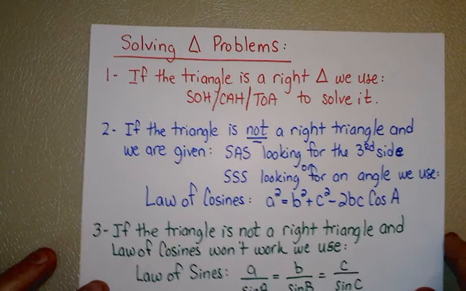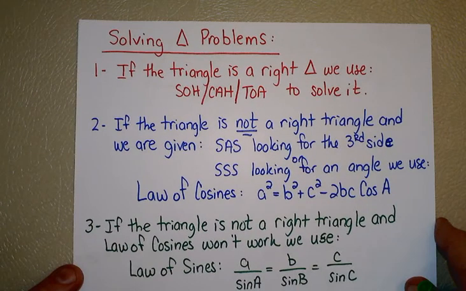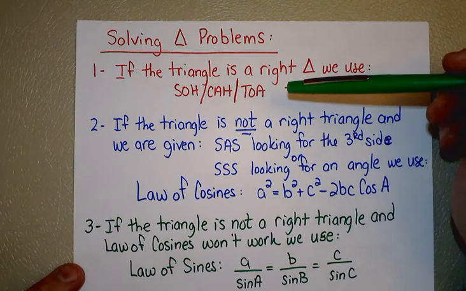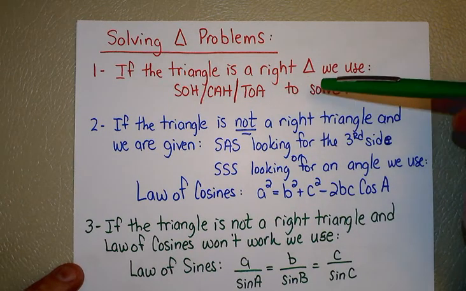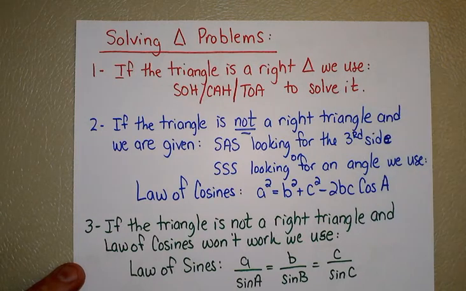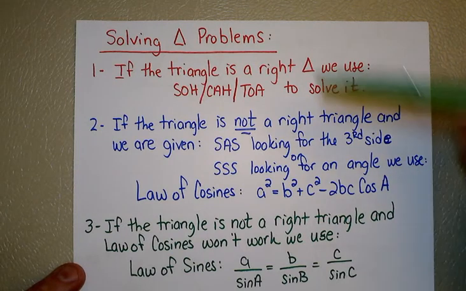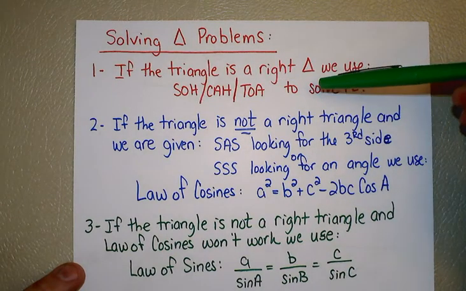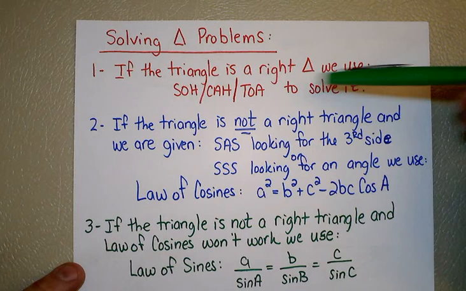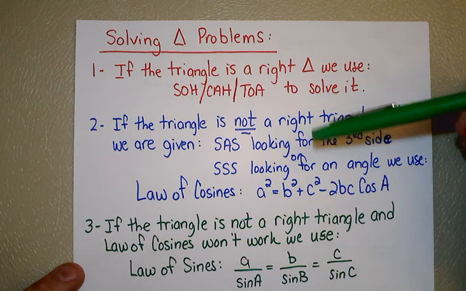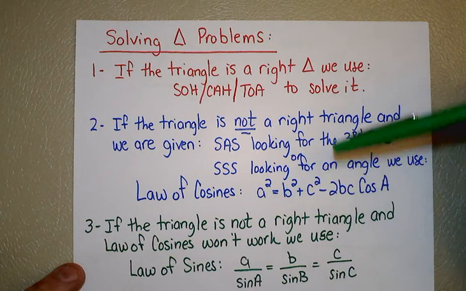So solving triangle problems, the first thing we do is we have to determine what type of triangle it is, and based on what type of triangle it is, or the information that we're given, is going to tell us how to solve it. So if the triangle is a right triangle, so there's information in the problem to lead us to believe it's a right triangle, we use SOHCAHTOA to solve it. Again, if you're going to get these notes down, or you don't have these notes, pause the video at any time. I'm going to move pretty quickly through this.